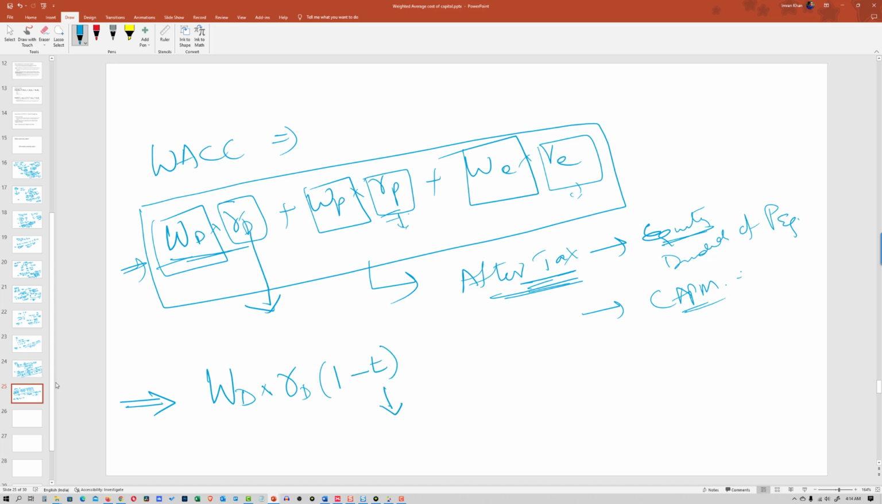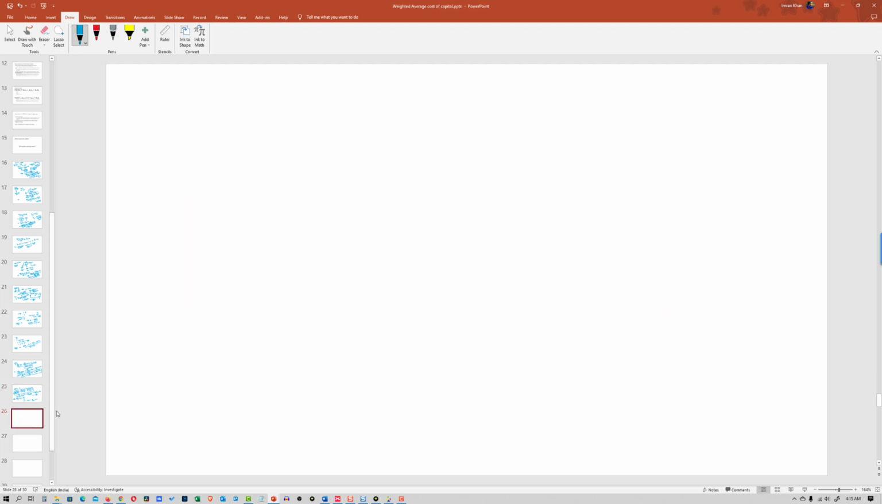What does this T stand for? T stands for tax. Let's say my company is paying 30% tax overall. Then I have to take this 30% as a tax here. So when we say 30%, we are talking about 30 divided by 100, which comes up to 0.3. Okay, so I can write this as my weighted debt into rate of debt, whatever percentage, 1 minus 0.3. It comes up to 0.7.